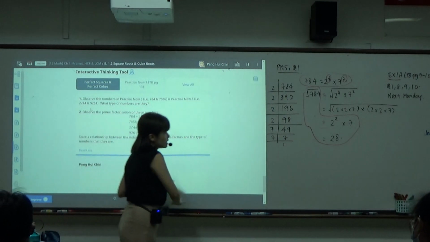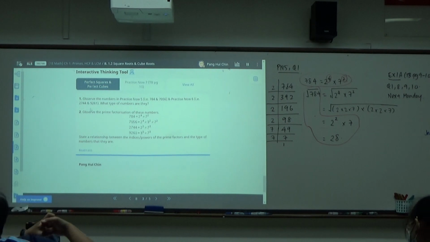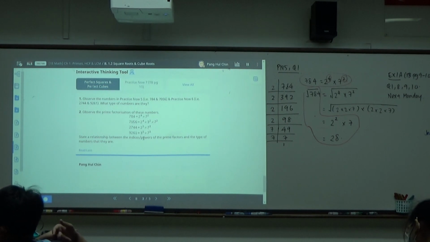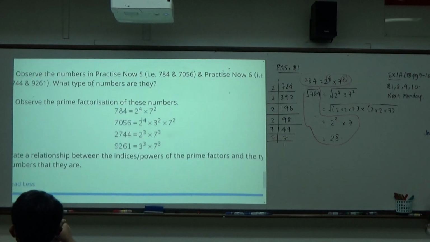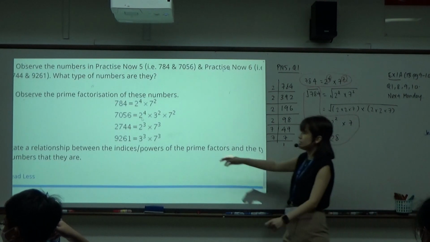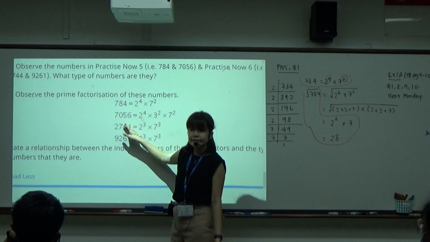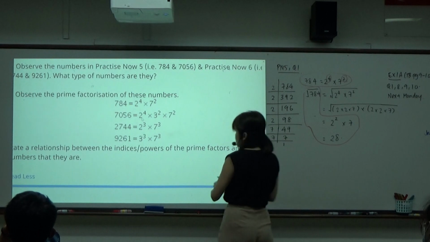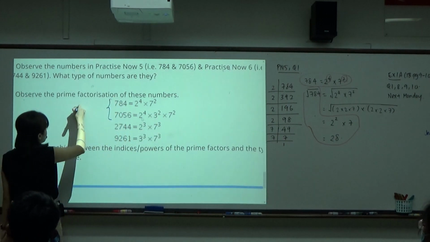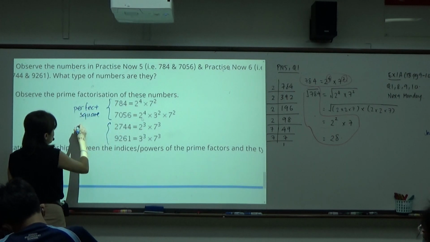For this question itself, it was really just to get your understanding, that's all. Observe the prime factorization of this number, state the relationship between the powers and the type of numbers they are. What I wanted you to notice is that 784 and 7056 are what we call perfect squares. And then 2744 and 9261 are what we call perfect cubes. So this is a perfect square and this is a perfect cube.